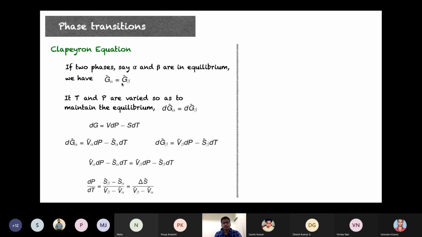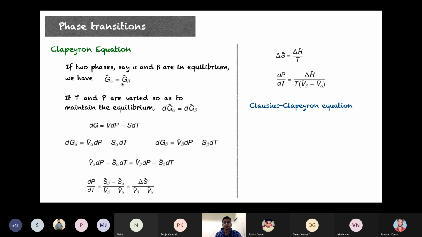So dp by dt is equal to the molar entropy change divided by the molar volume change of the two phases. Now the entropy change can be written as the enthalpy change divided by temperature, and if you replace that, then there comes another equation: dp by dt equals delta H by T times the volume change between the two phases. This is called the Clapeyron equation. It connects the pressure and temperature with the enthalpy and the volume, and of course temperature.